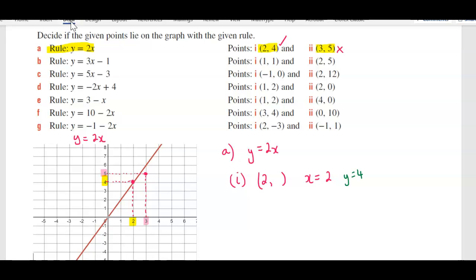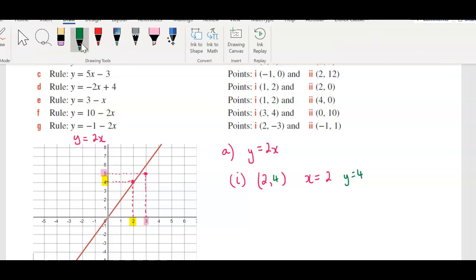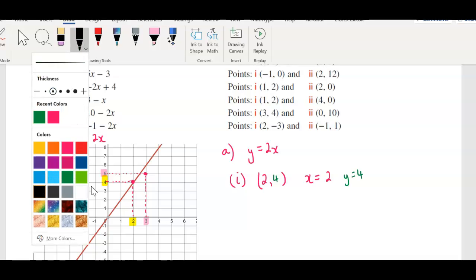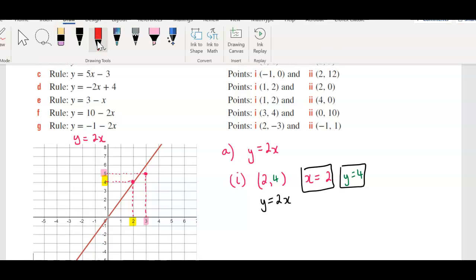All right, and I'm going to just use 2 different colors just so we can substitute them in. Okay, so our rule is y equals 2x. So everywhere I see y, I'm going to put in the number 4. And when I see x, I'm going to put in the number 2. All right, so let's substitute that in.